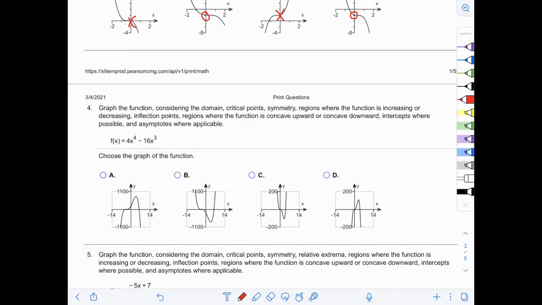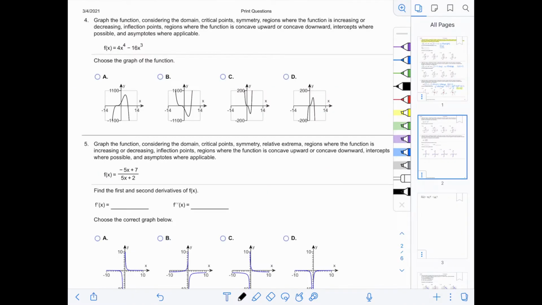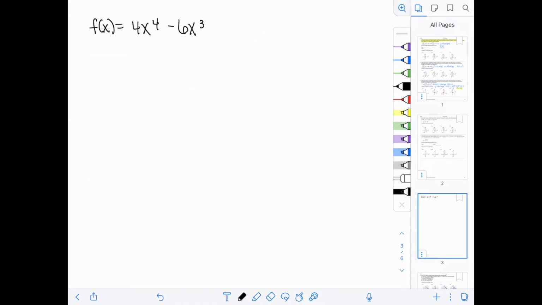Okay, the one that I want to look more closely at in this video is number 4. And the reason I want to go over number 4 is because I think it's a great example to look at how to put all of these pieces together in terms of constructing a graph. So let's go ahead and take a look at that.